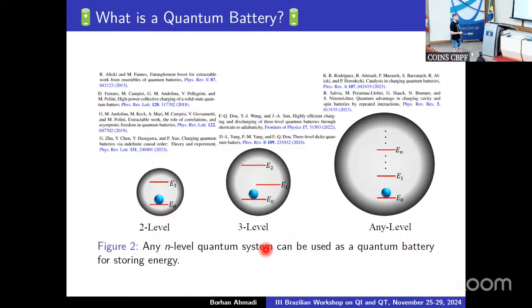A quantum battery is any quantum system. It can be a 2-level, 3-level, or any n-level system in which you can store energy for future use. There are many papers about this, and the first one was by Robert Alicki, who invented this field. It's interesting that I'm working in the same institute as he is, and he said that this paper was a joke. So we're making this joke serious.